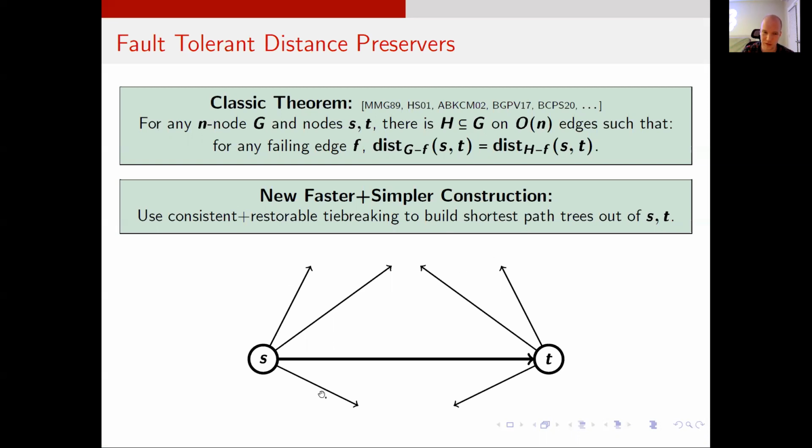So the picture of our subgraph looks kind of like this. These arrows represent the tree rooted at S and the tree rooted at T, respectively.